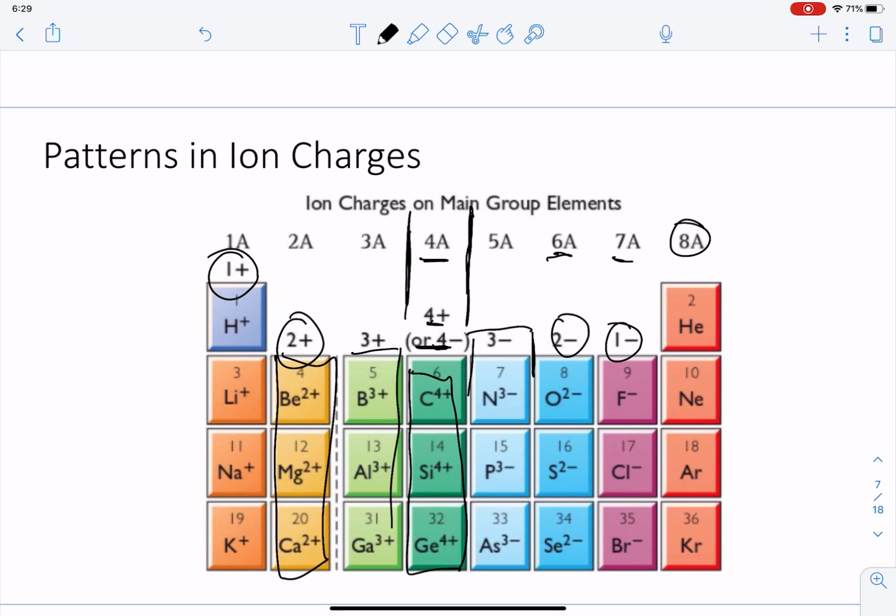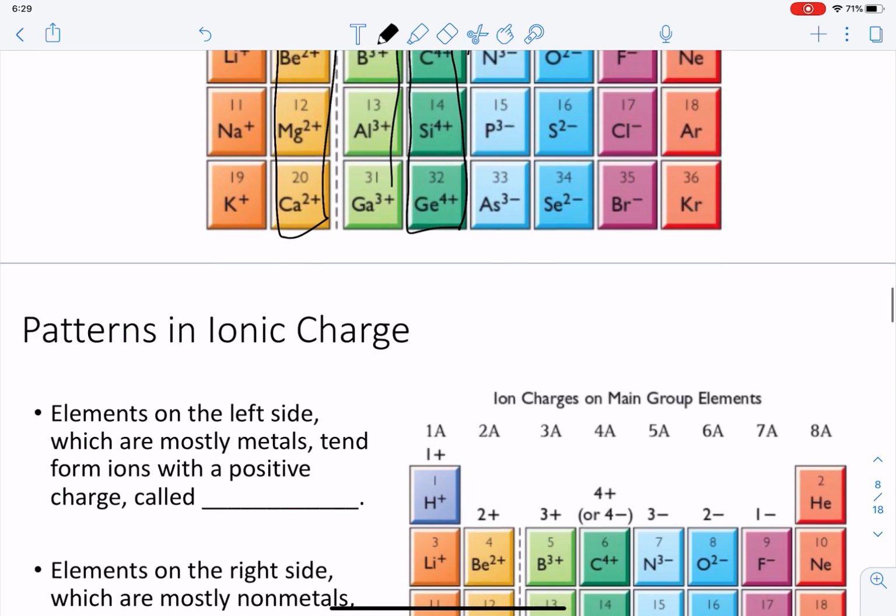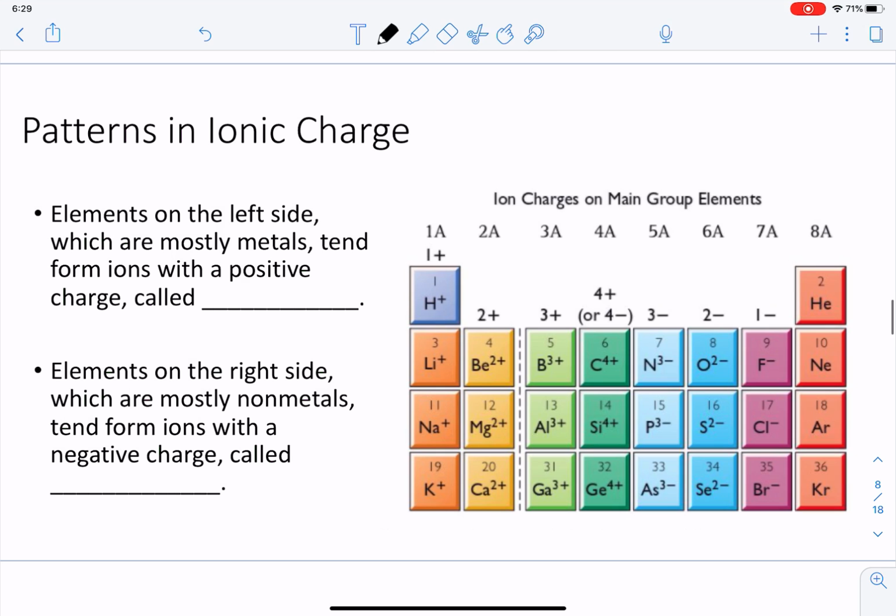If you can remember which elements in which groups form which ions, then it'll save you a bunch of time and you'll be able to answer a bunch of different types of questions just from that simple fact. So as we see, elements on the left side, these plus charges, these are mostly metals, and they form ions with positive charges called cations. Elements on the right side, which are mostly nonmetals, tend to form ions with a negative charge called anions.